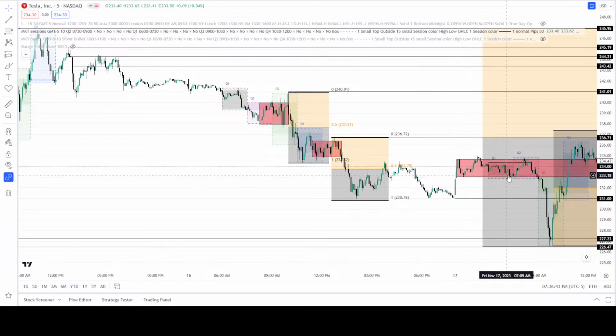So the previous day, last Thursday, right here we had Q1. Q2 is supposed to be manipulation, right? But distribution ended up coming to the downside on that one. And so it doesn't always hold true. You just got to use it with other things.